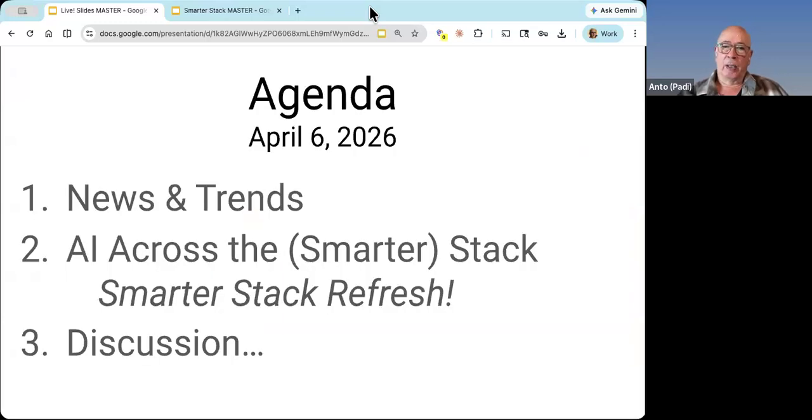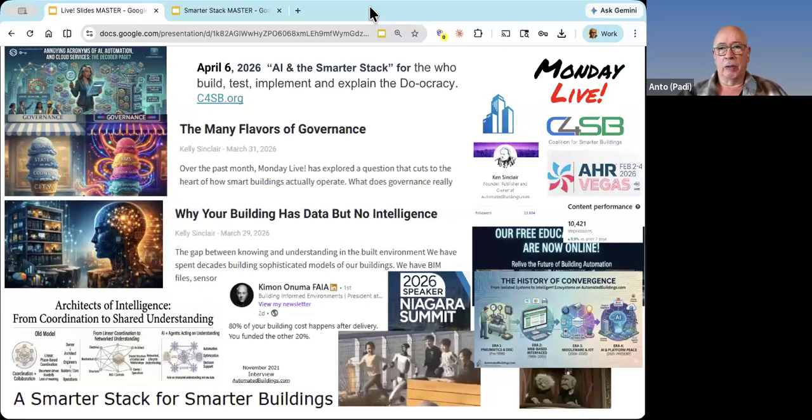Our agenda: normal news and chit chat to get us going, and then AI across the stack, the smarter stack. For today, we're just going to focus on what the smarter stack is in the first place, why it was created, and then start to get some framing on how we could look at that slightly differently now that we have AI amongst us. So looking forward to that. But before then, I'm going to hand it over to Ken Sinclair for an update from Automated Buildings. Over to you, Ken.